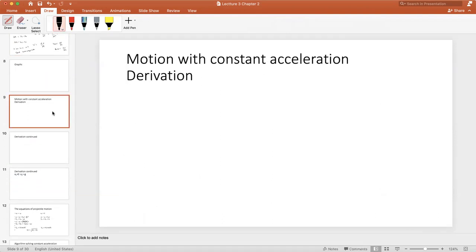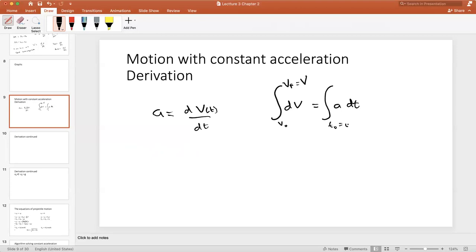But if we have motion with constant acceleration, okay, we know already that a was dv of t dt. We can take this equation and we can actually solve it as a couple of differentials. All I did was I multiplied both sides by dt. If I take the integral, I have to go from v initial to v final, but I'm really going to call v final v for clarity. And here I'm going to go from time initial, which I'm going to say is 0, to t final, which I'm going to say is just t. And yeah, they have the same variable. It's okay that they have the same variable.